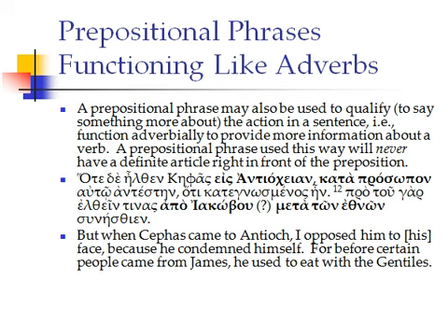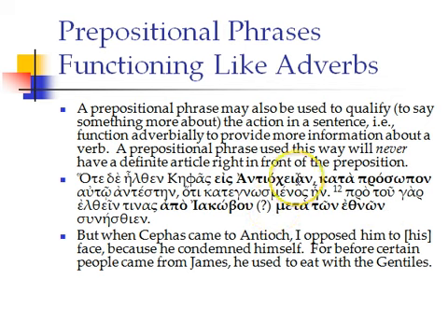So here's an example from Galatians 2, verse 11. The prepositional phrases in this example are eis Antiocheian, essentially to Antioch, kata prosopon, essentially against the face, apo Iakobou, essentially from James, and meta ton ethnon, essentially with the Gentiles.